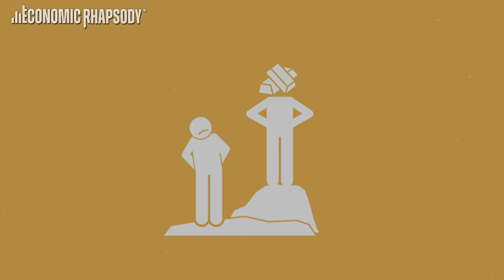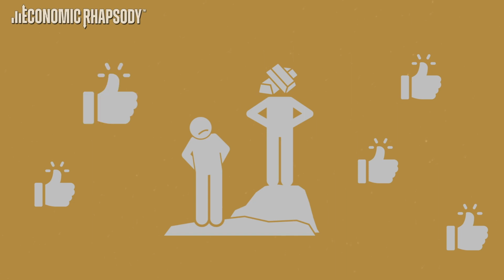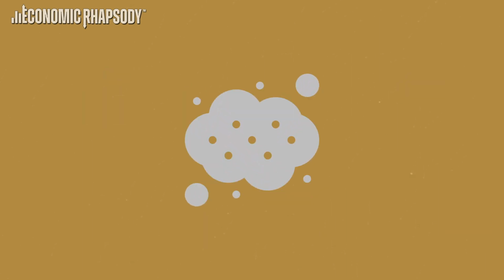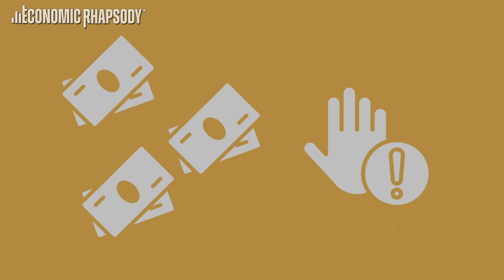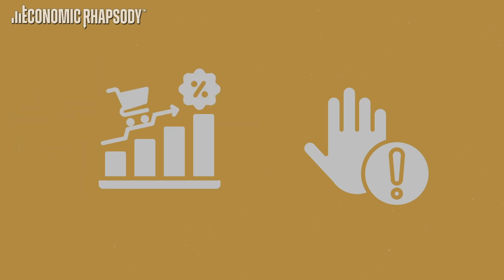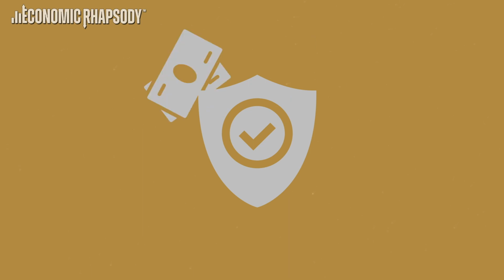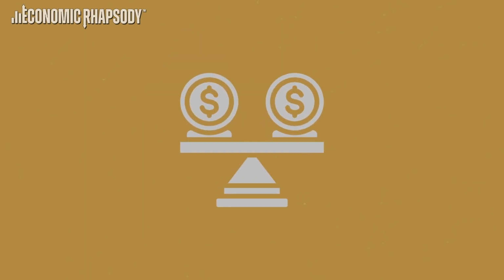So, the gold standard was a dominant monetary system in the global economy for decades, thanks to its numerous advantages. Just before we get into the disadvantages and the decline of that system, let's quickly review its advantages. Advantage number 1, it provided price stability by limiting the money supply and preventing inflation from spiraling out of control. This meant that people could rely on the value of their money to remain relatively stable over time.